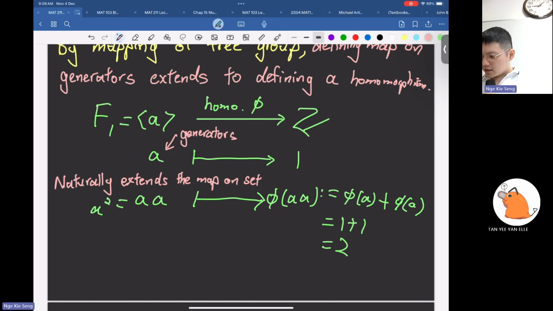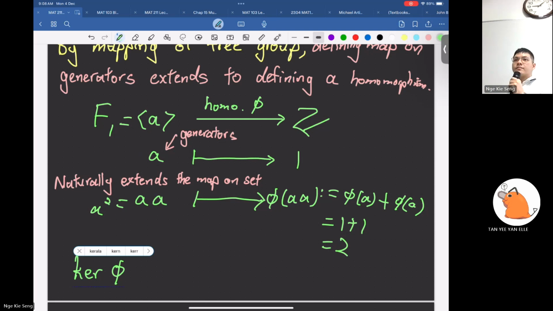And actually, what's the kernel of this map here? What's the kernel of phi? When does A get sent to 0 in Z? What's the kernel of phi here? What's the thing that gets sent to 0 in the integers?